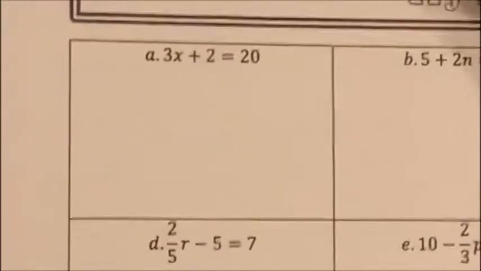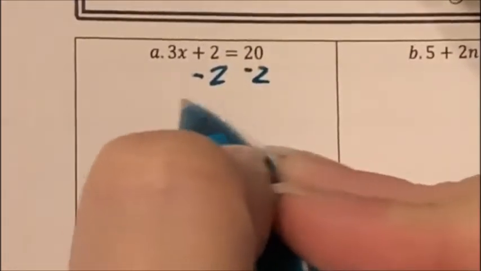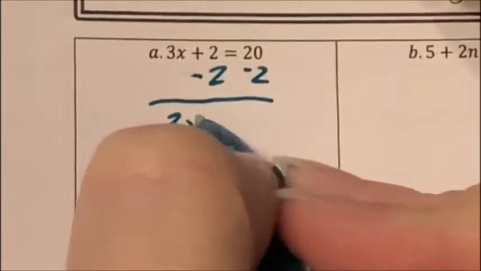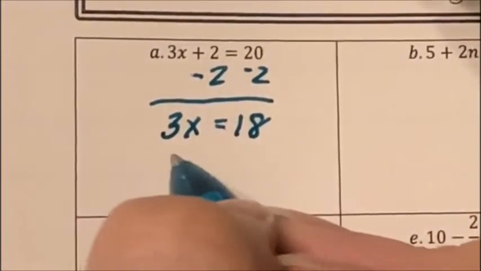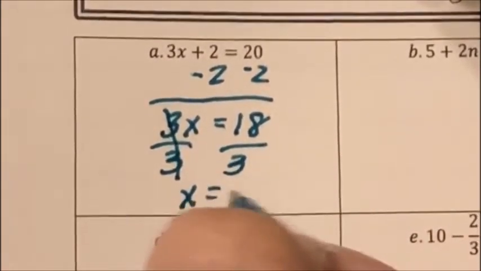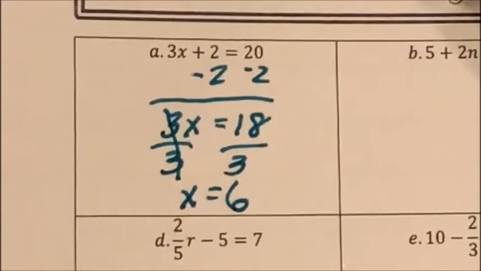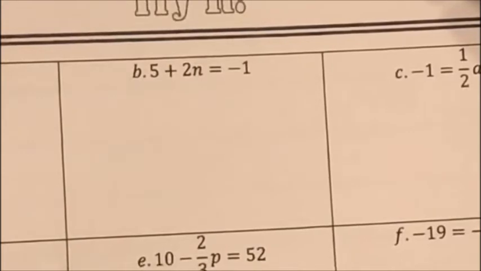All right, now that you have worked on the try it problems by yourself, let's take a look at them together. The first one I have is A, 3x plus 2 equals 20. So the first thing I want to do is subtract 2 from both sides. So I'm left with 3x equals 20 minus 2, which gives me 18. Then I want to divide by 3. So this cancels. 18 divided by 3 is 6. So x equals 6.